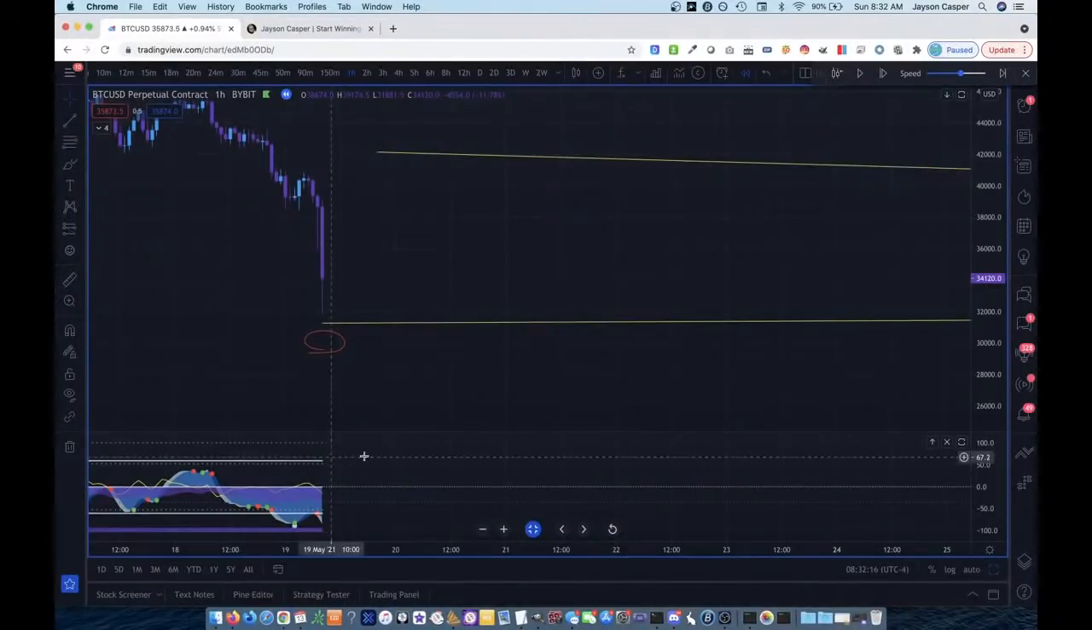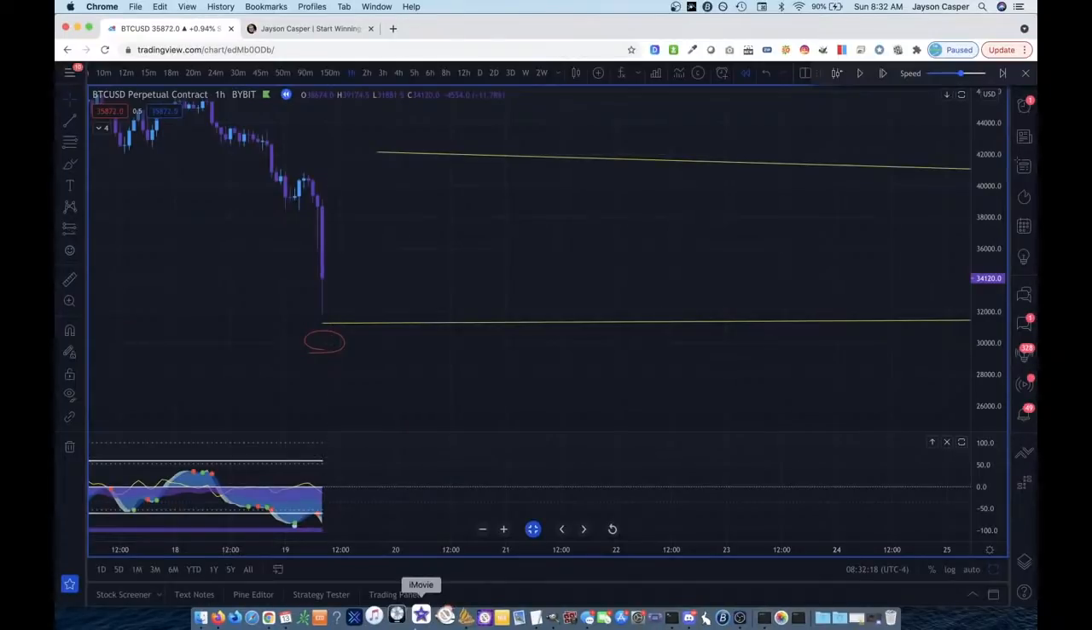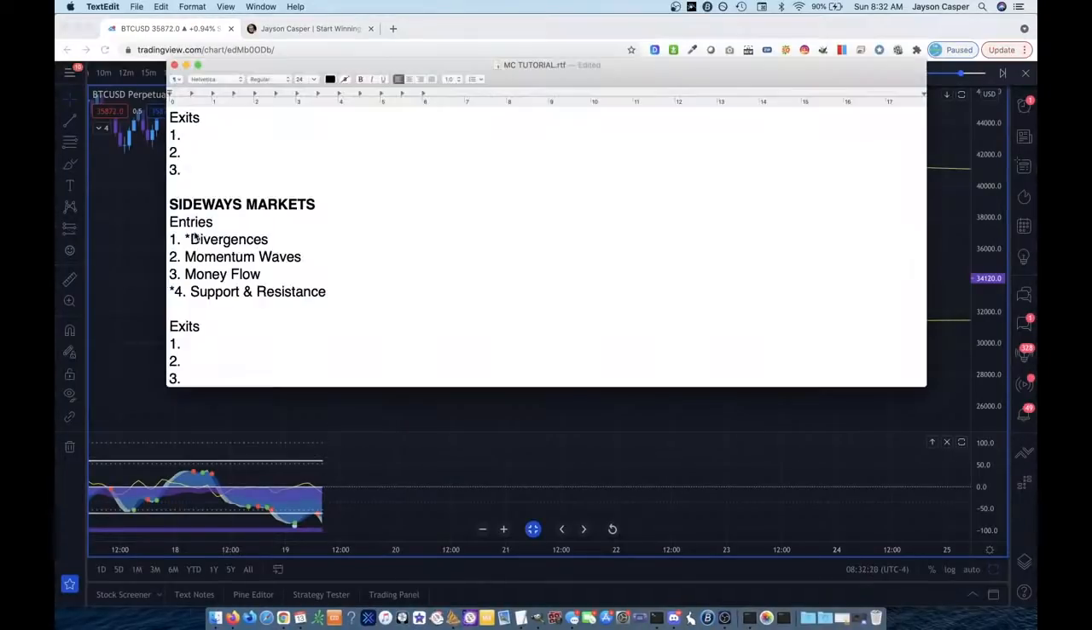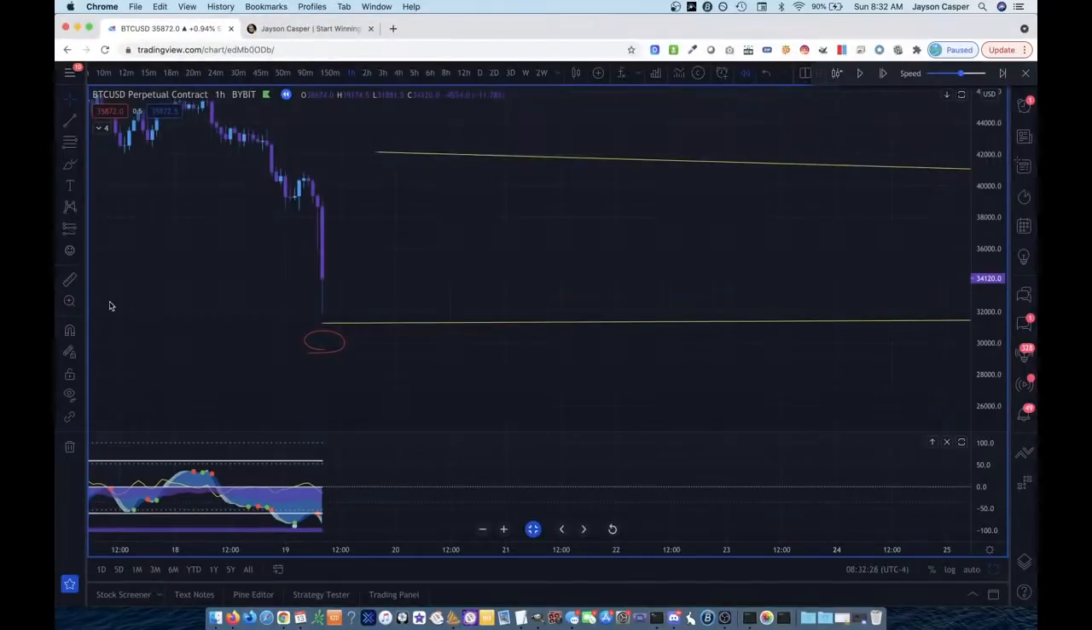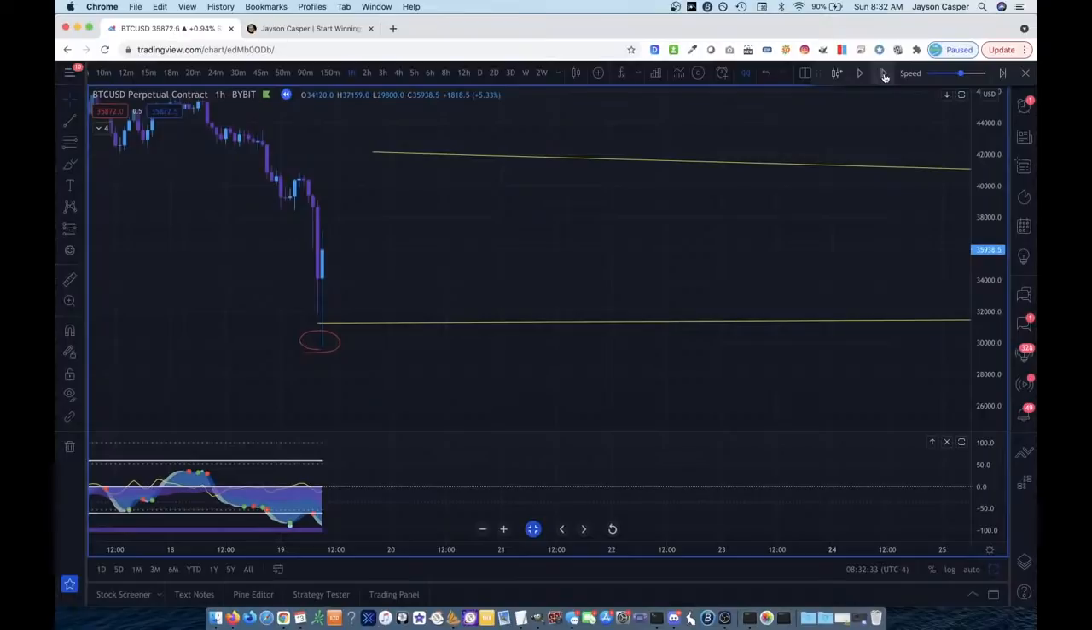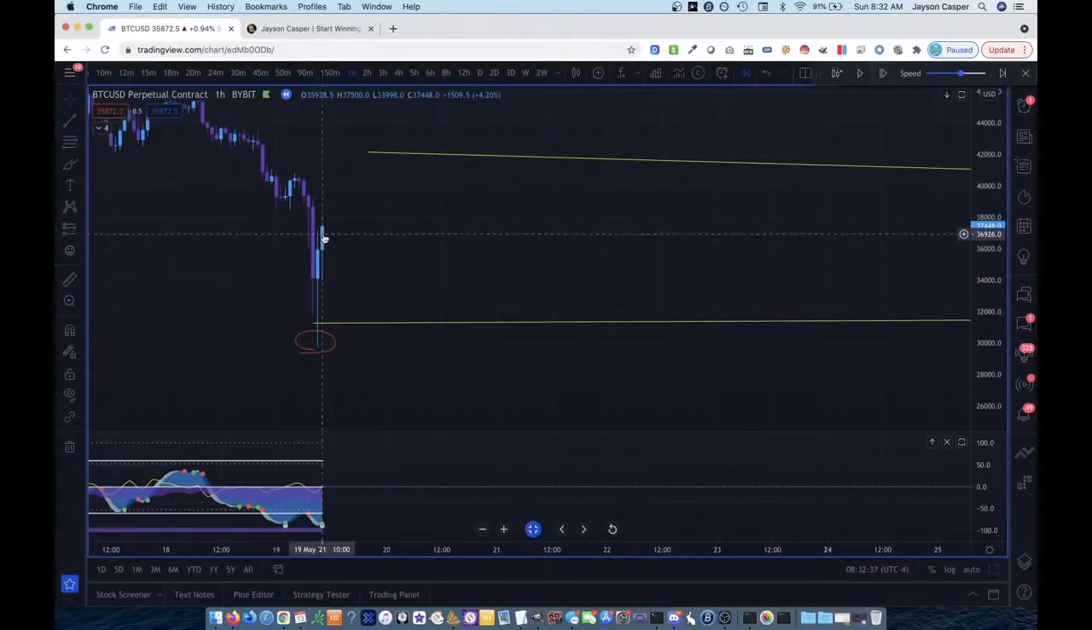So what would we be looking for right here? Well, remember our list. We're going to be looking for, first of all, if we see a divergence, that's going to be our first good entry. If we don't see a divergence, we're going to be looking for momentum waves and money flow. Let's just speed this up and see what we can see here. Now we get a green dot right here. And do we have a divergence? Yeah, we do actually have a bullish divergence right here.